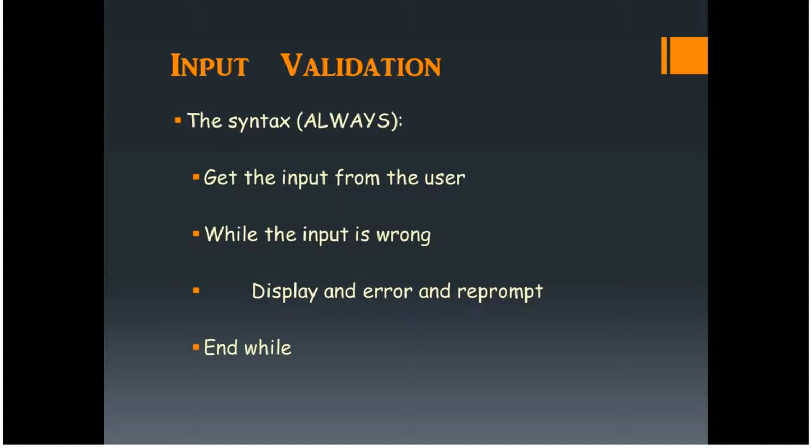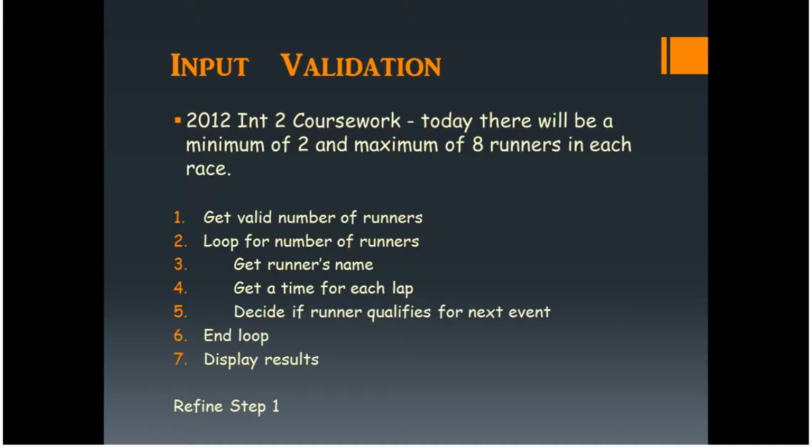The syntax is always, look at my brackets, look at my bold letters here, always. Step 1, get the input from the user. Step 2, while the input is wrong. Step 3, display error and reprompt. And step 4, end while. Steps 3 and 4 do not change. You write them down as they're written here, except without the error, which is in that first and.